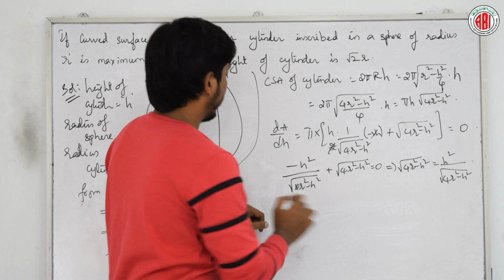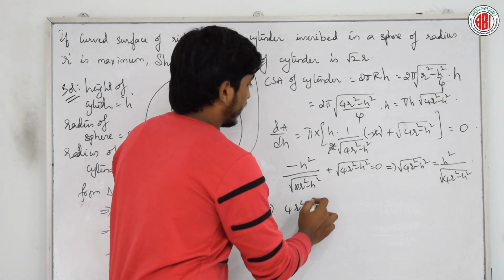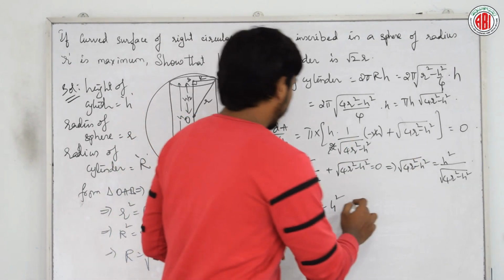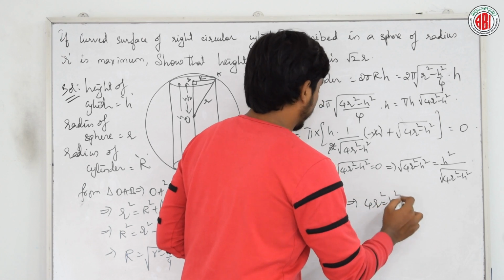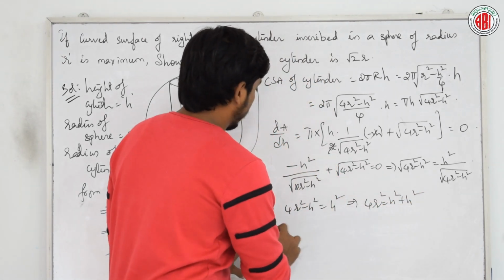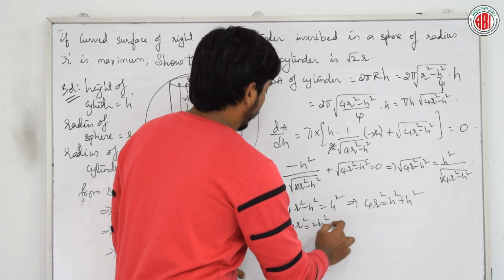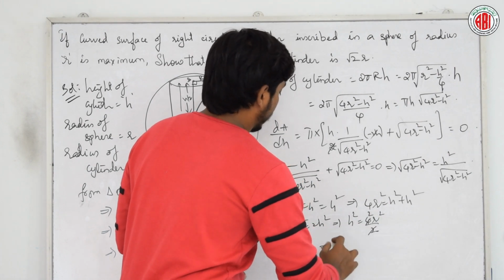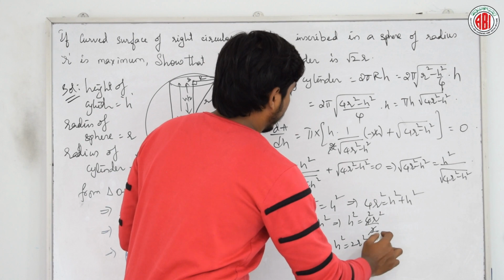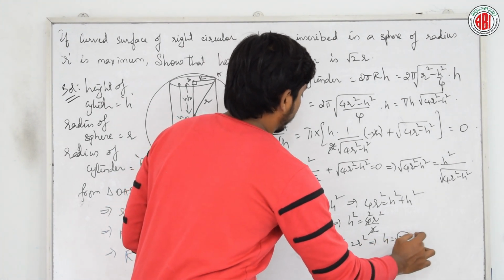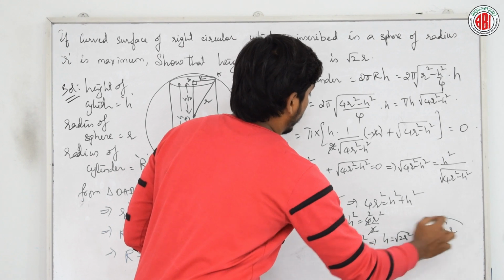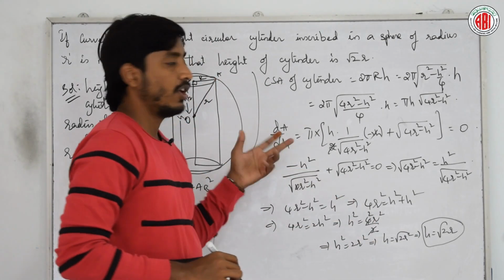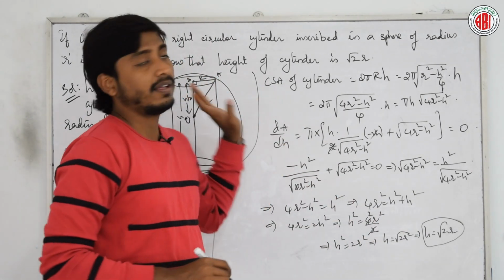Cross multiply. Then 4r square minus h square is equal to h square, because square root into square root will become a normal term. Then 4r square is equal to h square plus h square, that is 4r square is equal to 2h square. Then h square is equal to 4r square by 2, the 2's will get cancelled, h square equal to 2r square. Then h is equal to square root of 2r square, finally h equal to root 2 into r. Clear?